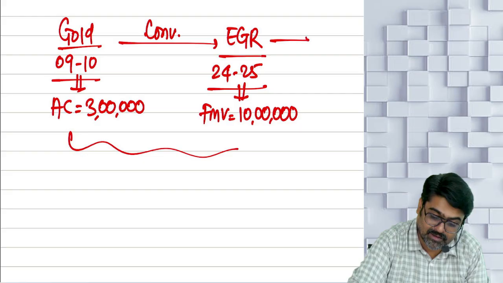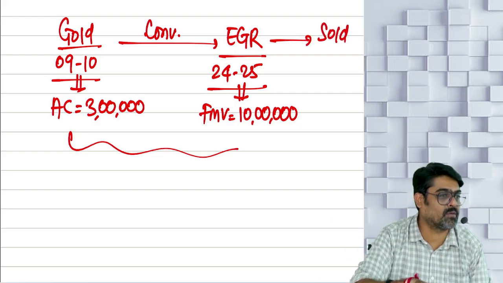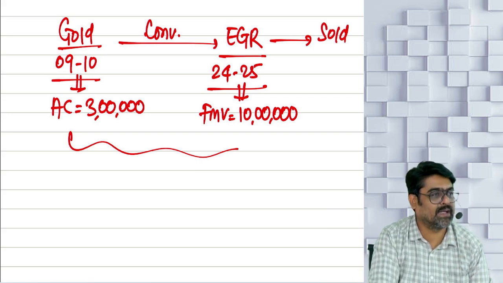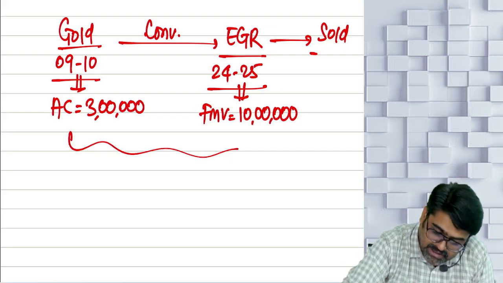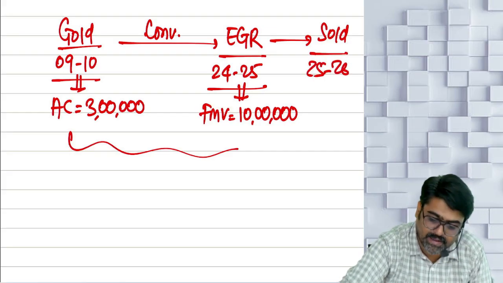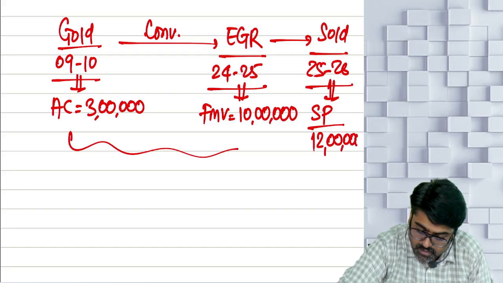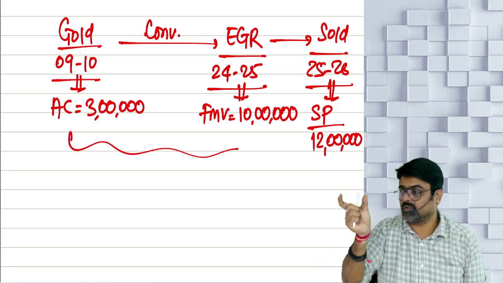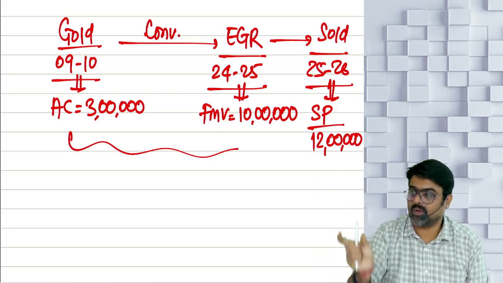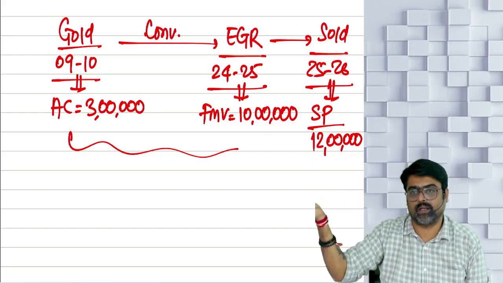Now later on, this EGR you are selling. You don't want to have the gold, so you are not getting it converted into gold. You had EGR, you are selling this EGR. So this EGR you sold in 25-26, yes or no? And EGR you sold for a selling price of 12 lakhs. Because after some time the value of this EGR will also increase, because this value is directly proportionate to the value of gold, yes or no? So if the value of gold will increase, the value of this EGR will also increase.